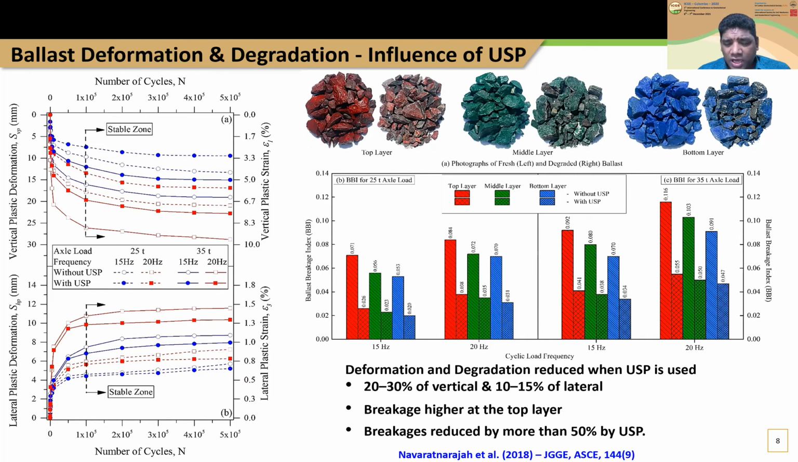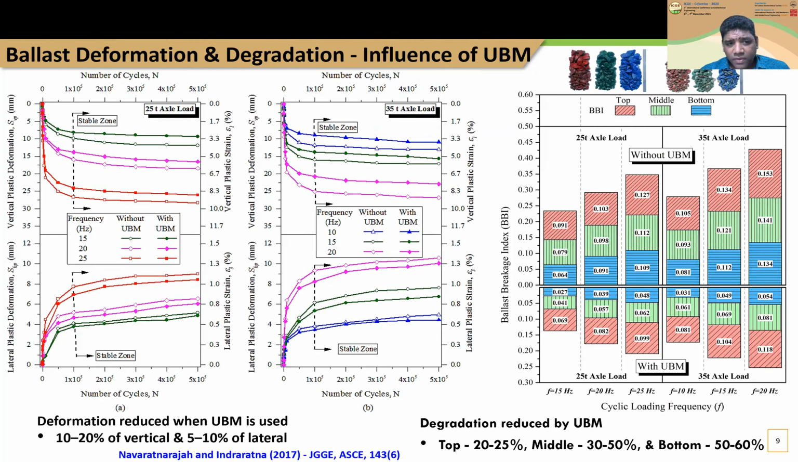And also we know that the particle degradation is higher at the top level of the ballast because of the higher stresses. But whenever we use this under sleeper pad, the rubber material, the breakage is significantly reduced. We can have more than 50% reduction by using these under sleeper pads.